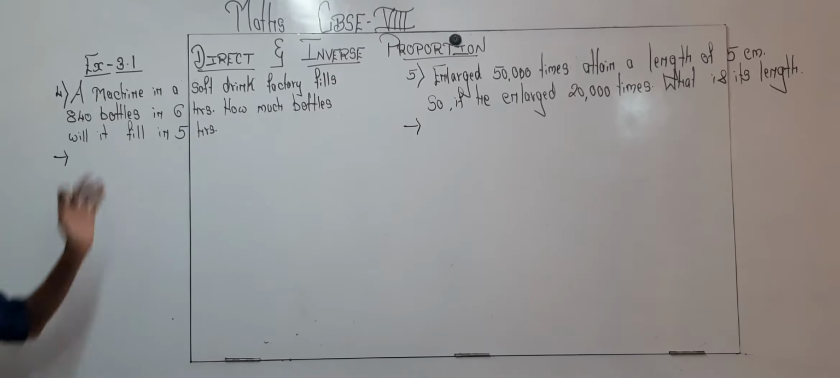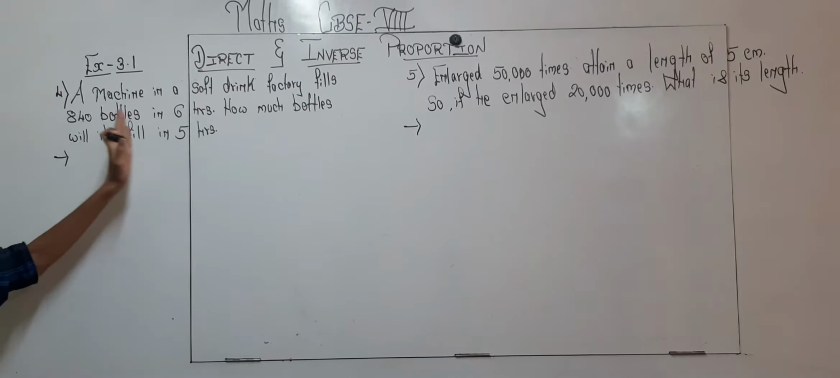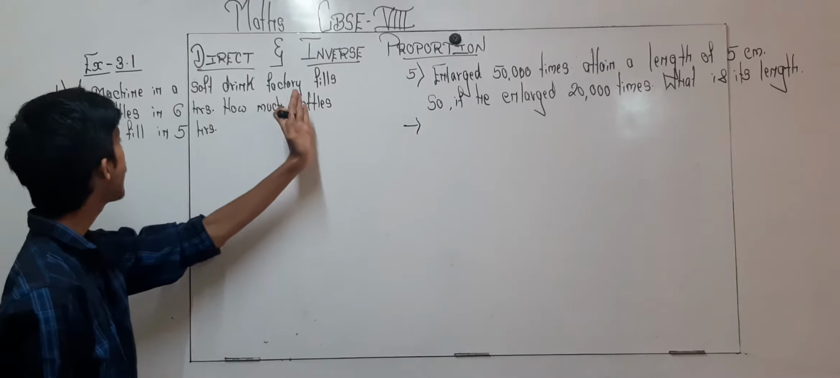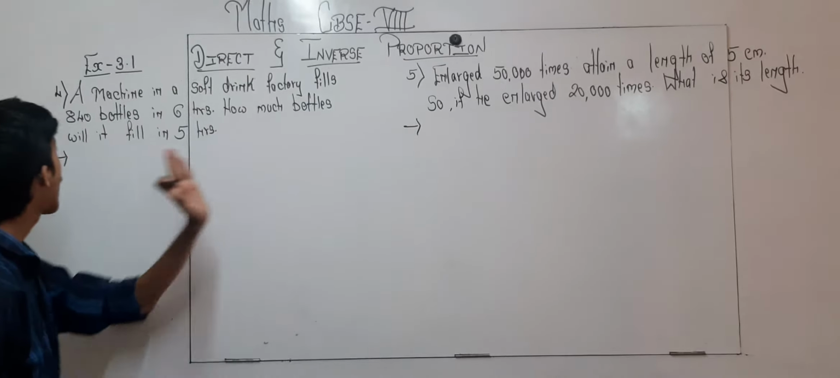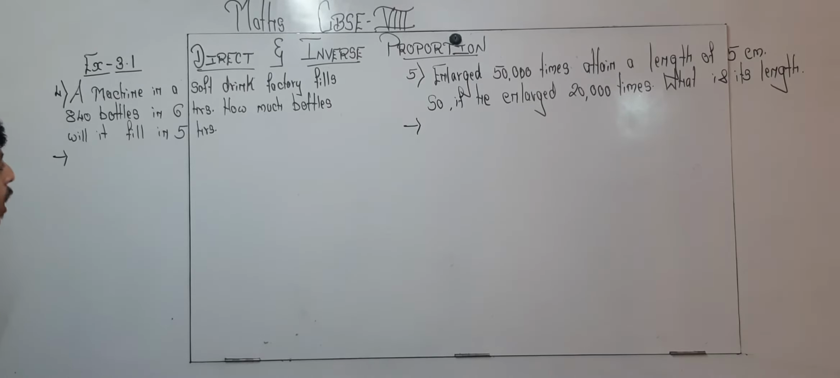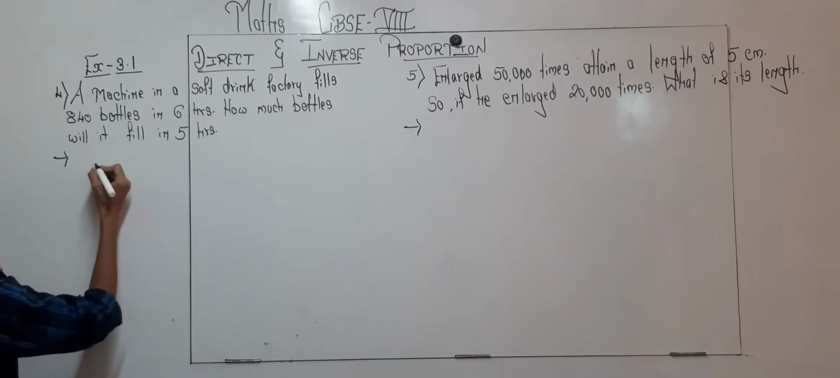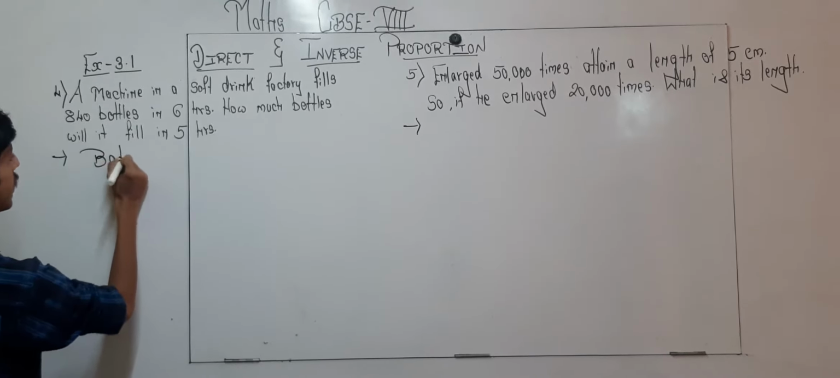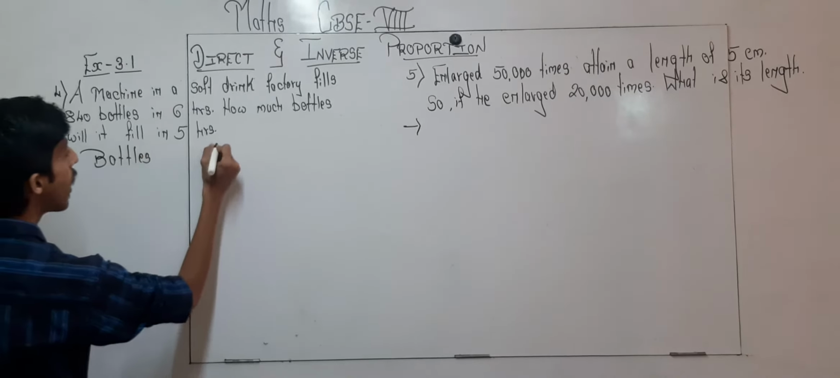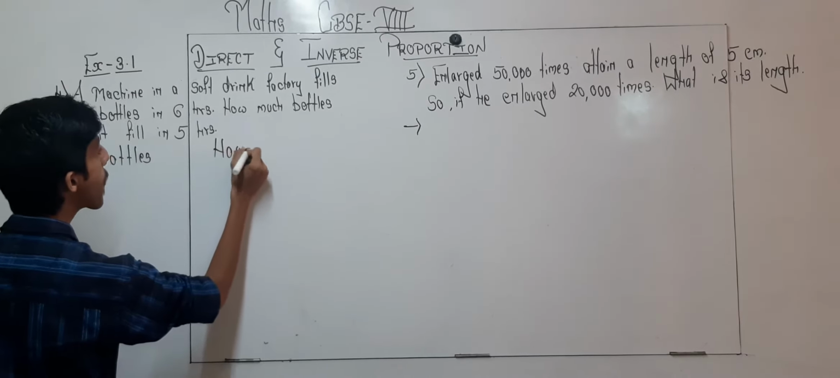Now moving on to our question number 4. A machine in a soft drink factory fills 840 bottles in 6 hours. How many bottles will it fill in 5 hours? Now with the same question, over here bottles and over here hours.